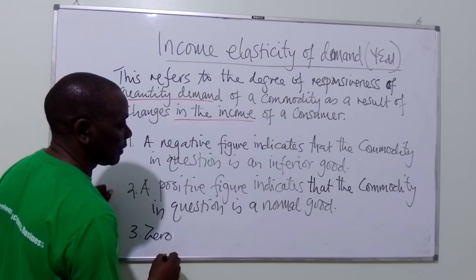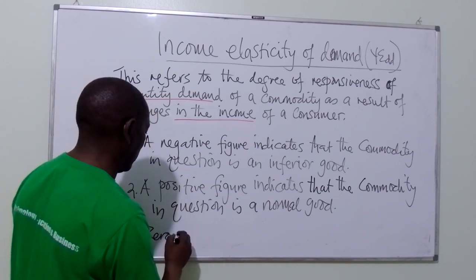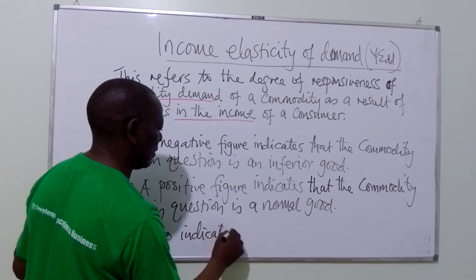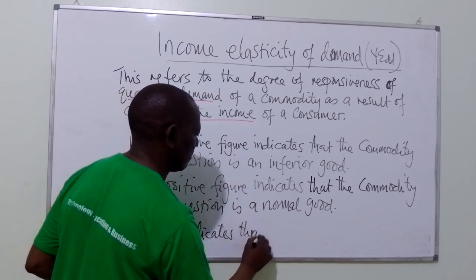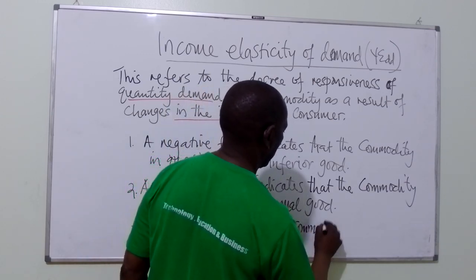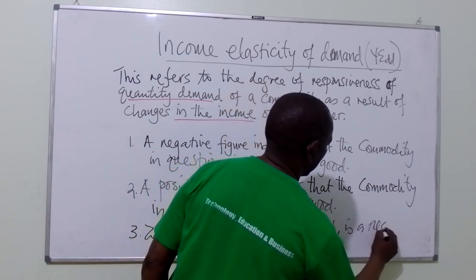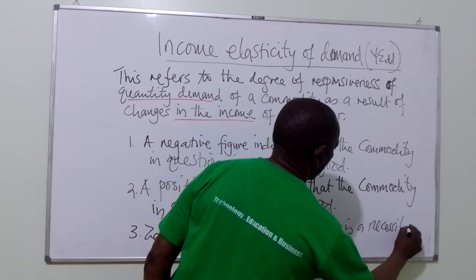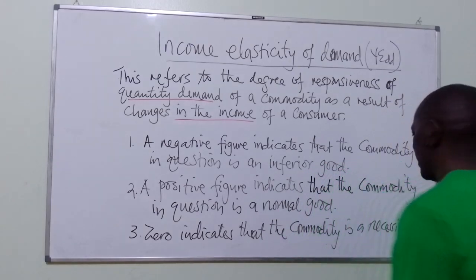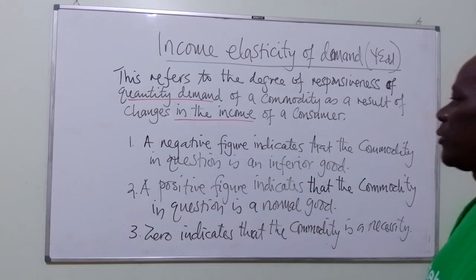as a figure, the last figure. If the figure is 0, there is no change. This one indicates that the commodity is a necessity. But this one is rare. It's rare to have a calculation. But once it comes, you better know that you have calculated.